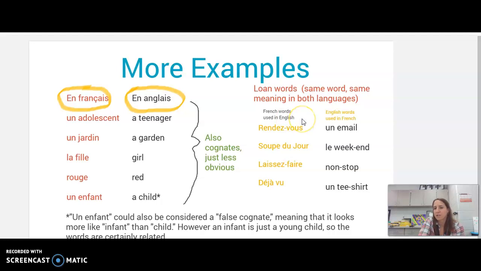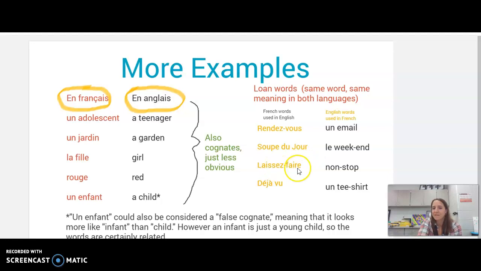Then we have loan words. I talked about these at the very beginning of the video. So loan words, they are words that mean the same thing from language to language, but they don't change from language to language. So for example, we use these French words in English. A rendezvous, like meet me at the rendezvous point at 0700 hours, right? So a rendezvous. Or soup du jour. You might see that a restaurant advertises its soup du jour, which is its soup of the day.